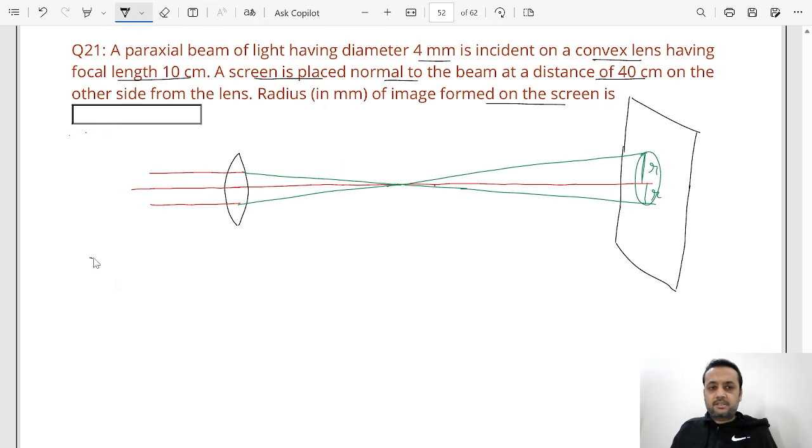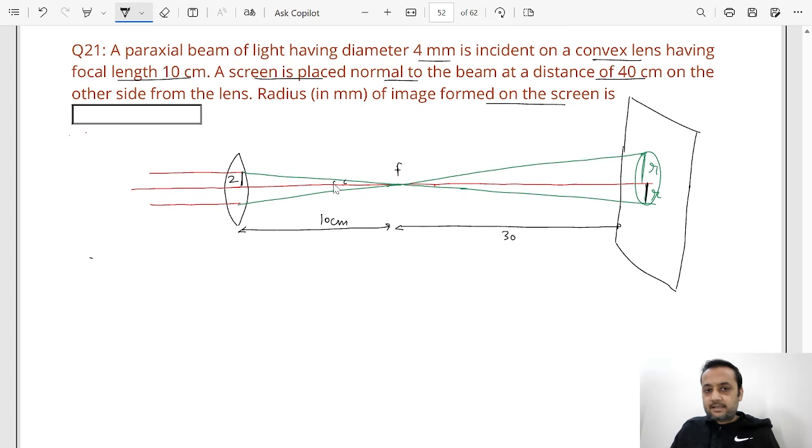Now look, it's a very easy question. You should recall that whenever a parallel set of rays strikes a lens, it converges at the focus, and this was given as 10 centimeter. Total distance between the lens and the screen is 40, which means this distance will be 30. Now this is the radius of the beam, which is 2 mm, because the diameter is 4 mm, and this r we have to find.